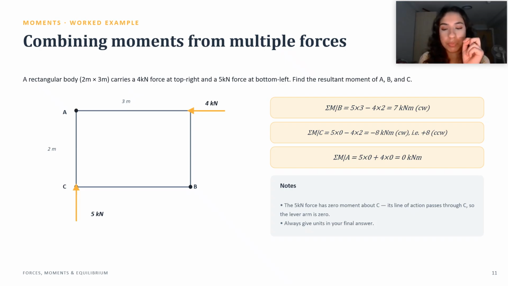Let's start with B. Now, here we are going to assume that the clockwise moment is positive. If we find the distance between the 5 kilonewton force and the pivot B, it's going to be 3 meters. So you'll do 5 times 3, that's 15 kilonewton meters, going this way, clockwise.